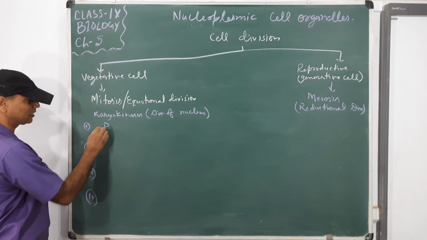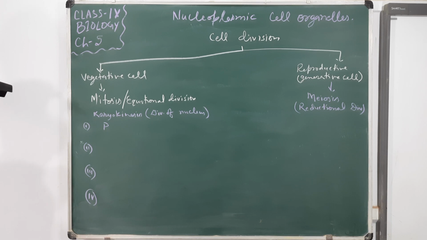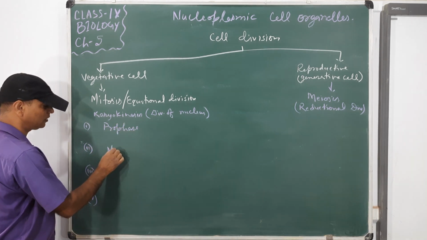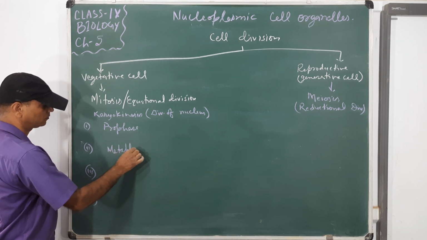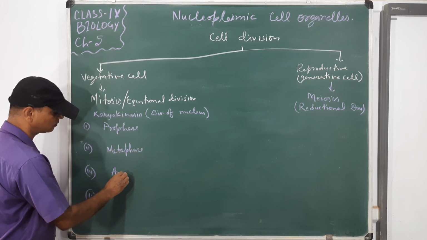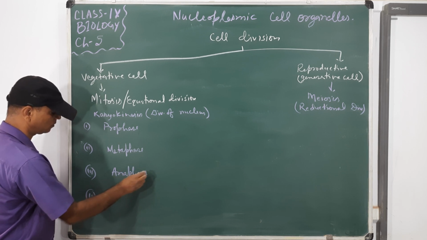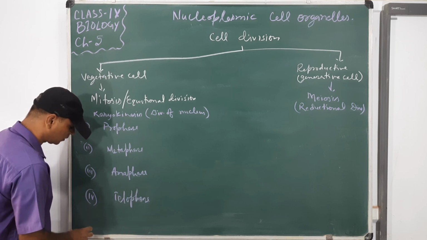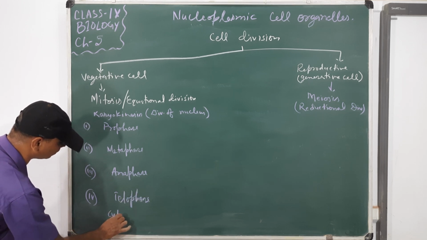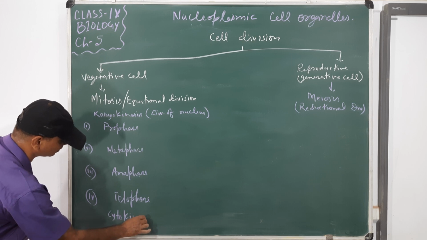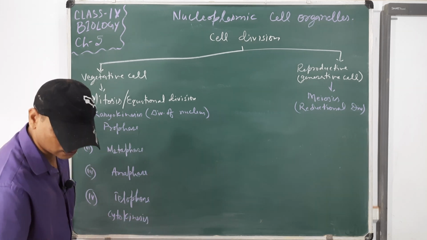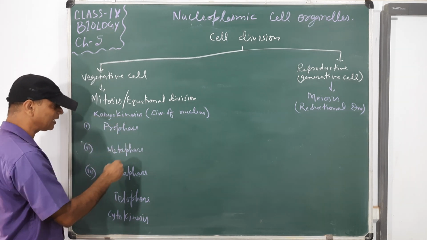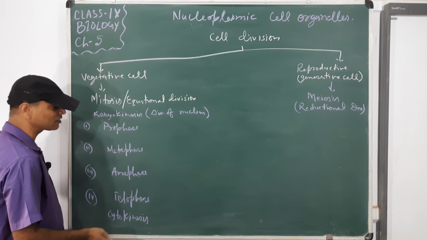It starts after the resting phase with prophase, metaphase, anaphase, telophase. After that there is cytokinesis. So these are the four steps of karyokinesis: the nucleus divides, and then cytoplasm division takes place.